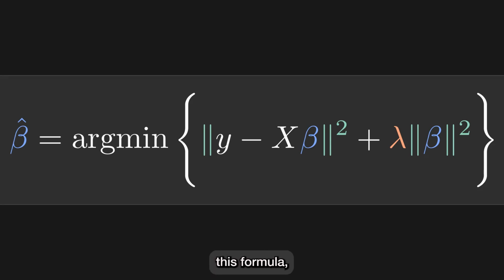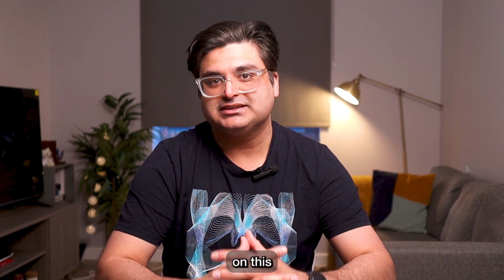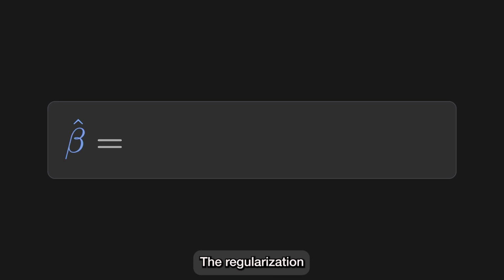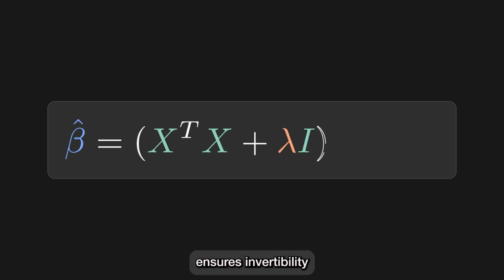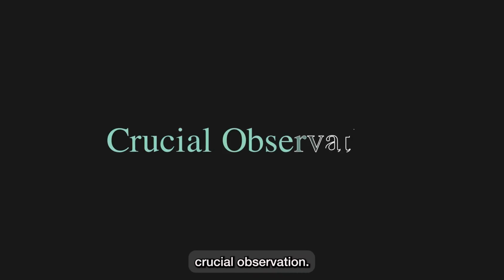If you solve this formula, you get the expression for beta, which now depends on this regularization term lambda. The regularization term lambda ensures invertibility, even when d is greater than n, as all eigenvalues are now shifted by lambda. Okay, now comes a crucial observation.